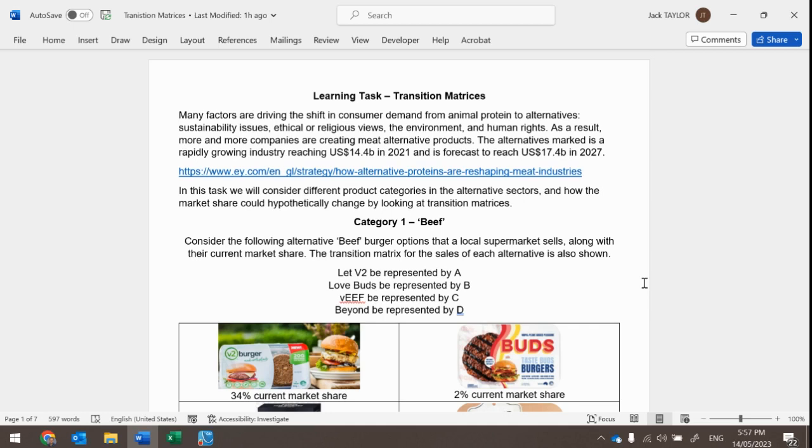But for this one, what I'm going to do is go through the first category here, in this case beef. There's 3. I'm going to go through the first one in this video, and then you can have a go at the next couple yourself. The solutions will be on Compass. You can check through as you go through.